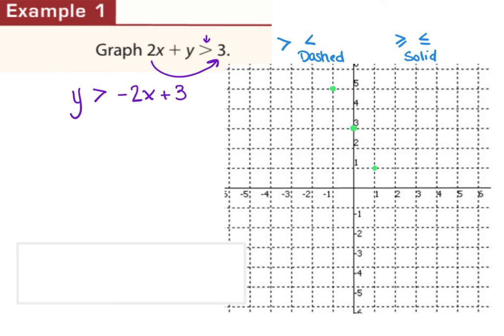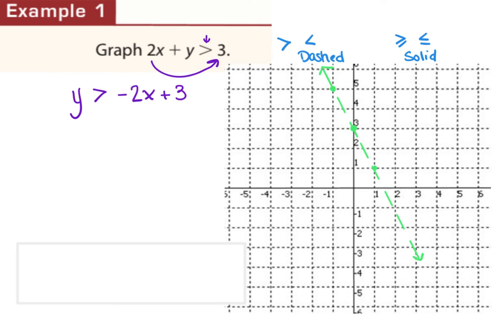So when you're using a pencil, I would recommend a straight edge. You can either dash it with your straight edge or you can go back and erase part of it. But you do need to indicate that it is not a solid line. So you can see that instead of doing a solid line, I am doing this dashed line. That is comparable to the open circle when you were graphing just on a number line. Dashed line, okay?